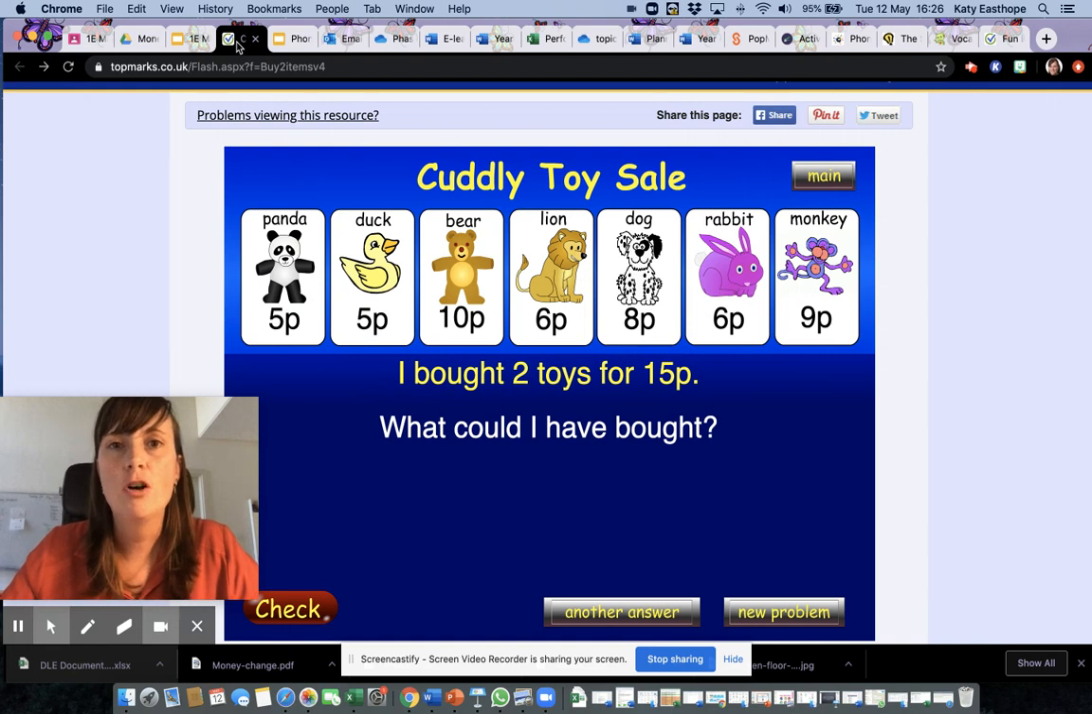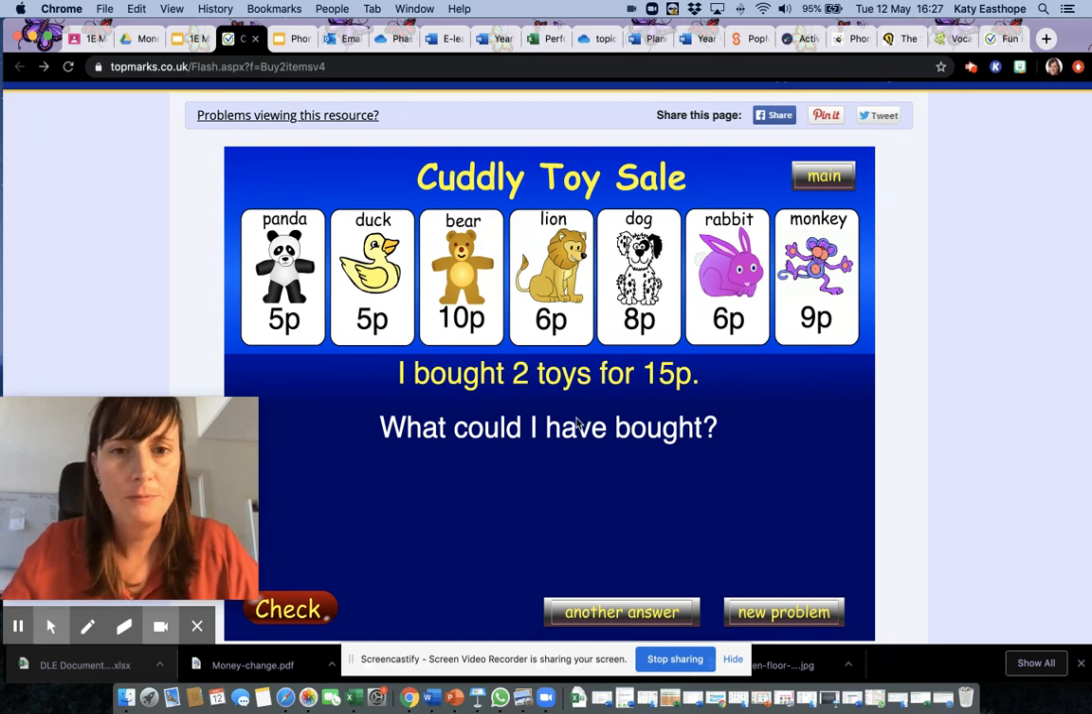So here I've got a shop, a cuddly toy shop. These are all my toys. So the word problem is, I've bought 2 toys for 15p. What could I have bought? So I've spent 15p altogether and I've bought 2 toys. So our job is we need to look at these numbers and we need to think, which of these add together to make 15?